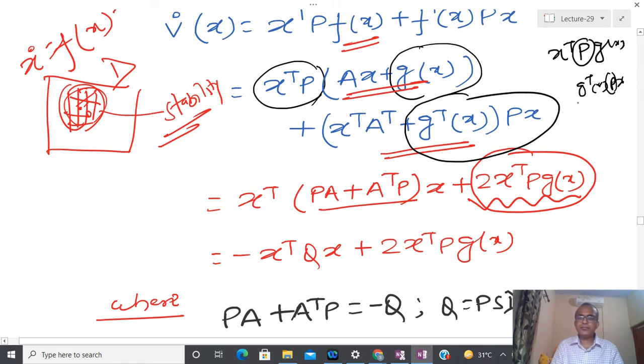Ankit, are you here? Could you please comment why I can write this and this as equal? If that is not equal, then I cannot write 2. Nidhi, could you please comment?